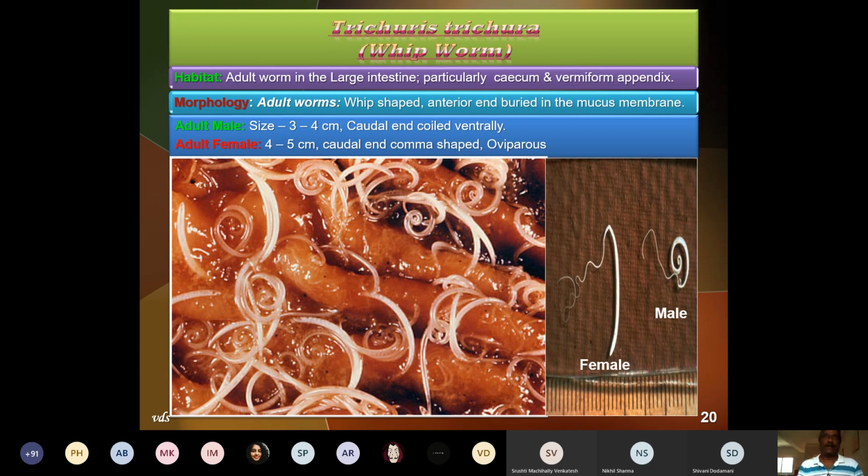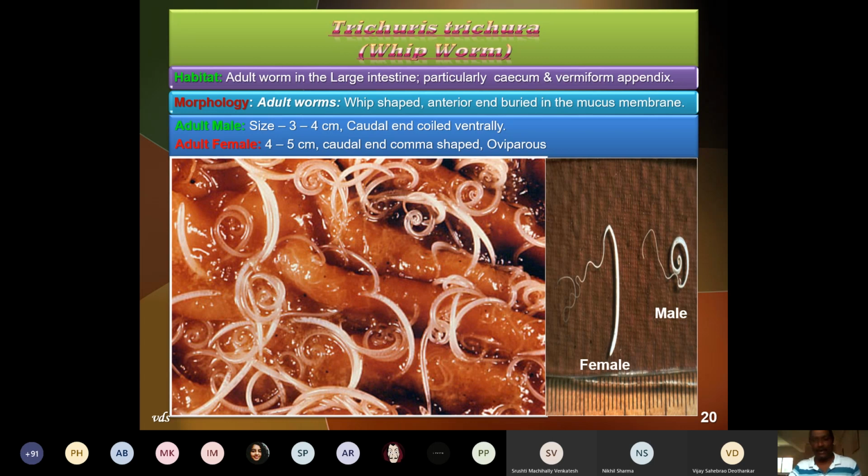And these parasites are oviparous. The sexual reproductive organs of this parasite are present in the posterior half of the body. During copulation, the male copulates with the female, eggs are produced by the female, and these eggs are liberated in the intestine.